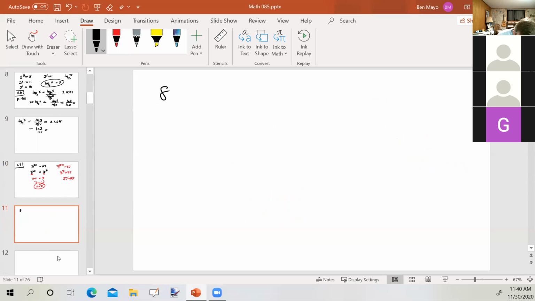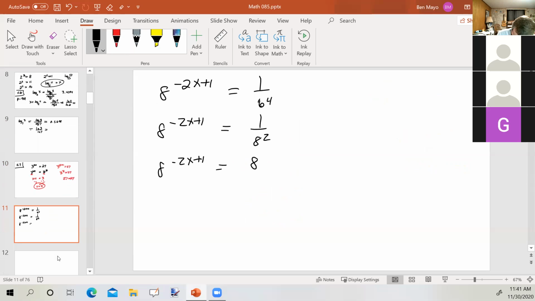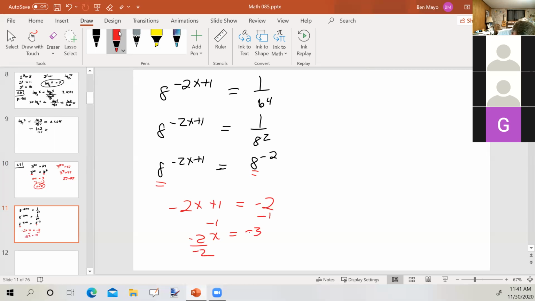All right. Let's say we've got 8 to the negative 2x plus 1 power equals 1 over 64. So 8 to the negative 2x plus 1 equals 1 over 8 squared. 8 to the negative 2x plus 1 equals 8 to the negative 2 power. So now I have the same base, so we can set the exponents equal. Solving for x, subtract 1, negative 2x equals negative 3, divide by negative 2, x equals 3 halves.